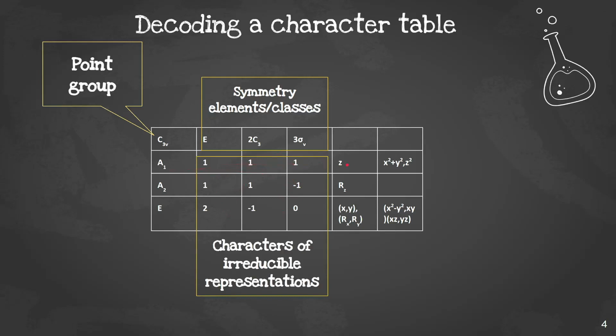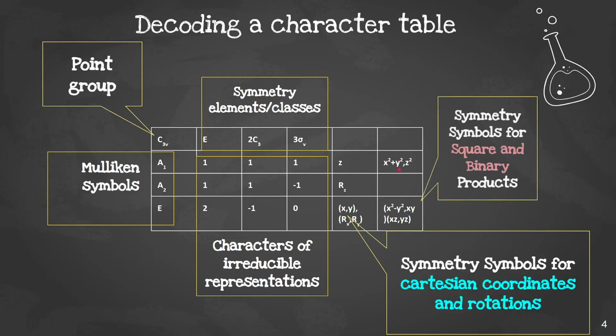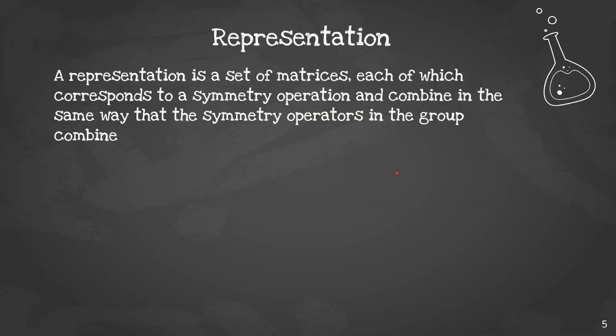Each row is known as a representation, specifically an irreducible representation, and they are named as Mulliken symbols: A1, A2, E, B1, B2, and so on. The last two columns represent the Cartesian coordinates and rotations, and the quadratic terms respectively. Now a representation is nothing but a set of matrices which represent a symmetry operation, and they can be combined the same way symmetry operations can be combined.